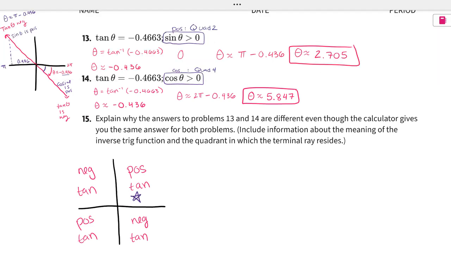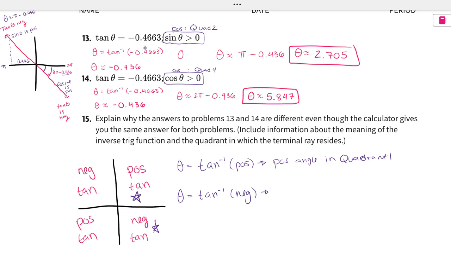So here's where positive tangent is. When we do tan inverse of some positive number, our calculator will give us a positive angle in quadrant 1. The closest negative value to tan is down here in quadrant 4. So if we do tan inverse of some negative value, it wants it close to 0, so it gives a negative angle in quadrant 4.